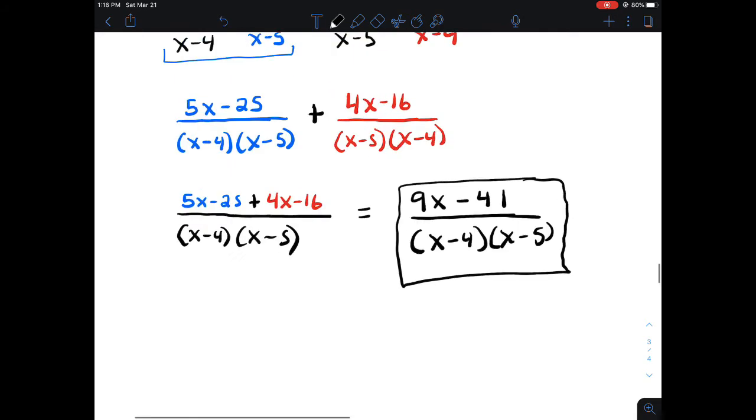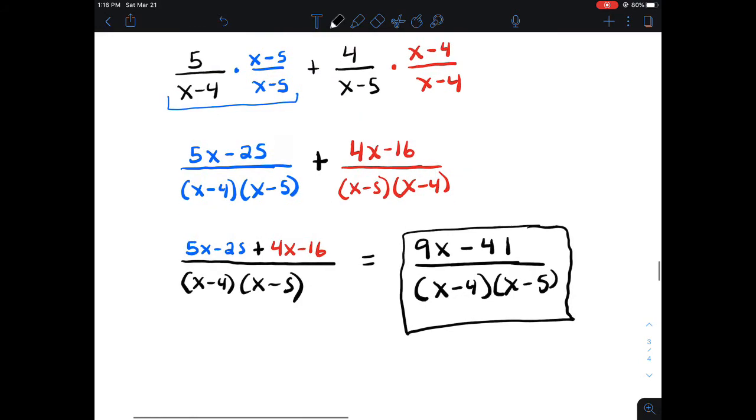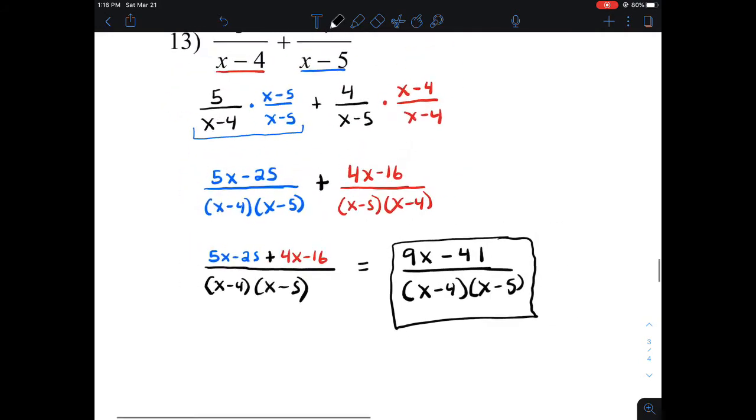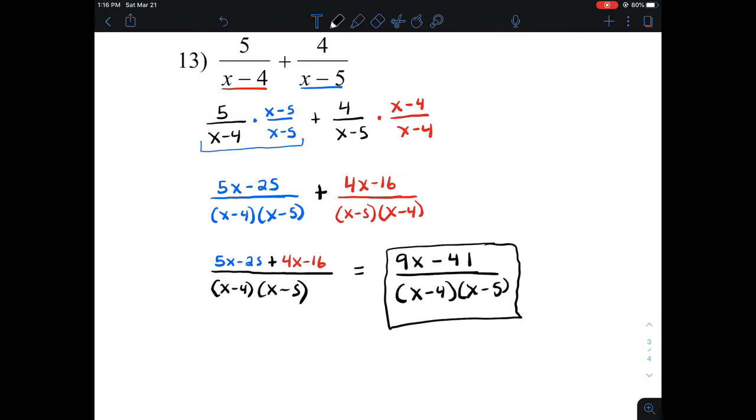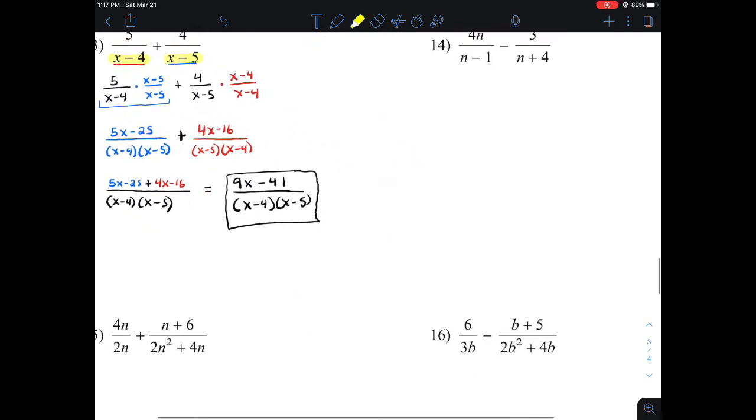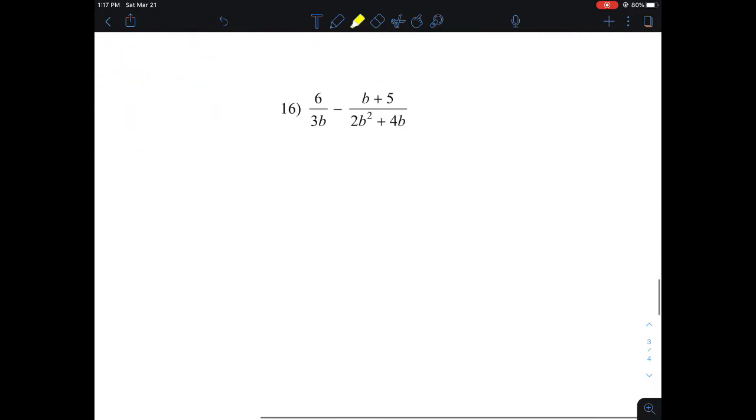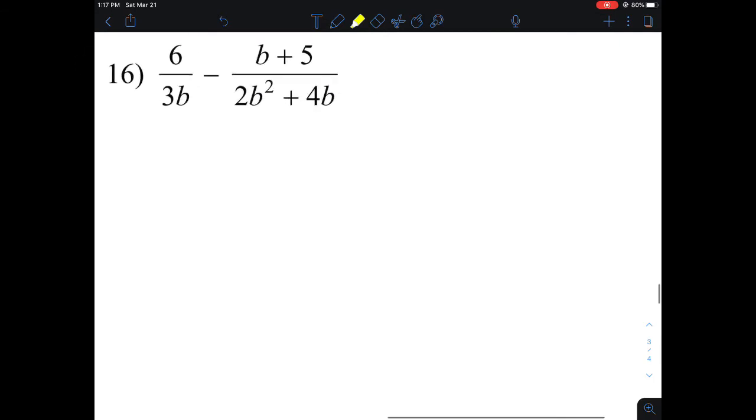So in order to add and subtract rational functions, I have to create common denominators. And usually the common denominator is going to be the product of the two denominators in the fractions involved. All right, let's go look at another one of these. So I'm going to go to number 16. All right, we have a subtraction one here.